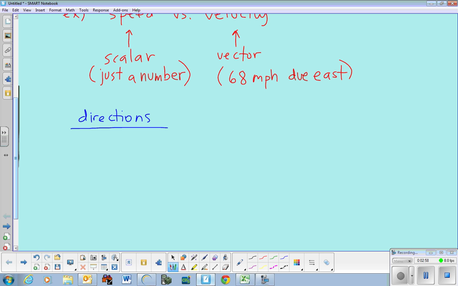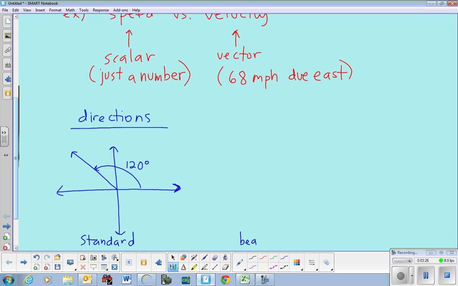Standard position for an angle is you start pointing east, or pointing to the right, and you rotate this way. So that would be an example of about, let's say, 120 degrees. It's measured as counterclockwise from the east.